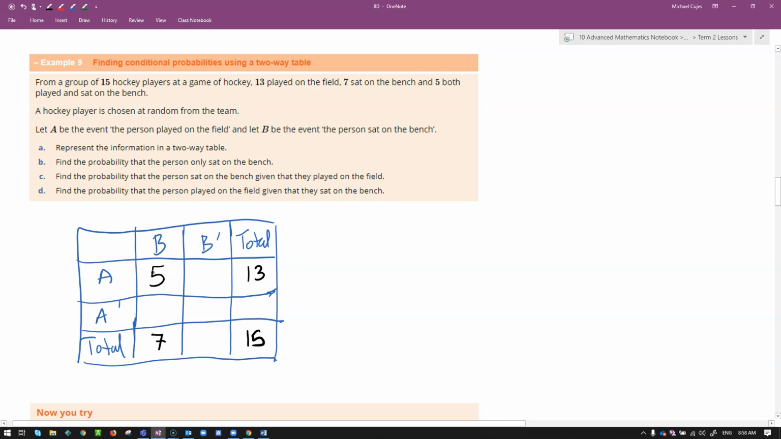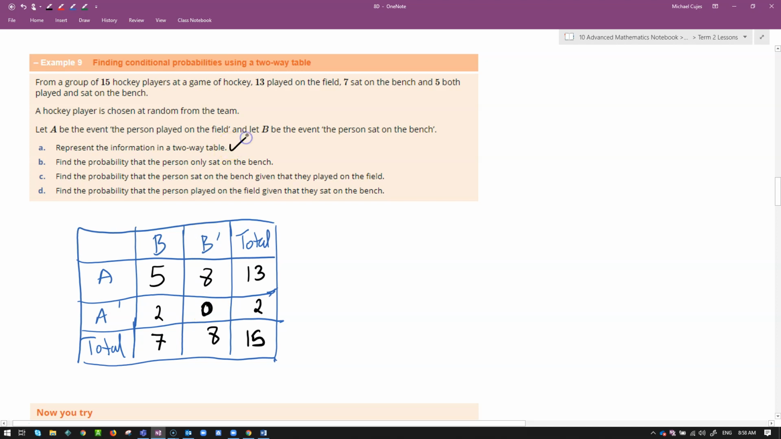From that, we can go ahead and fill in all the other values. Obviously, 5 plus 2 more is going to make 7. 5 plus 8 is going to make 13. 13 and 2 is going to make 15. 7 and 8 are going to make 15. So there's no one who both was not on the field and not on the bench, which would make sense. It would be very hard to be neither on the bench nor on the field. So that sounds pretty good. We look like we can do it there.